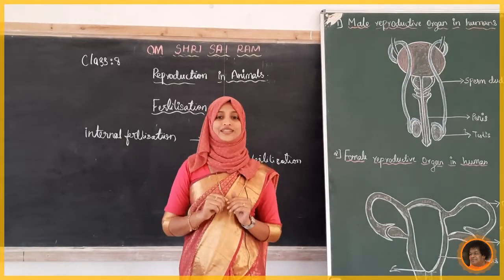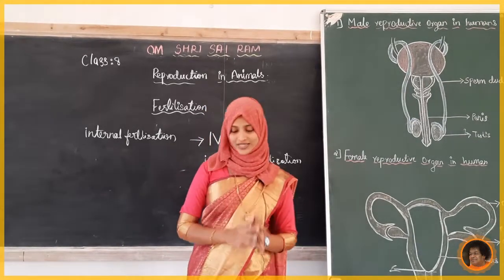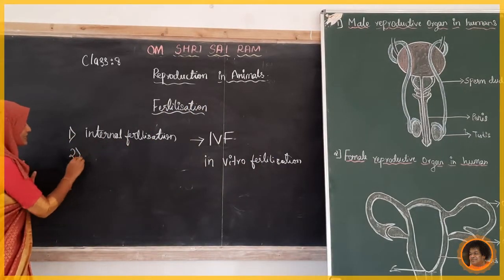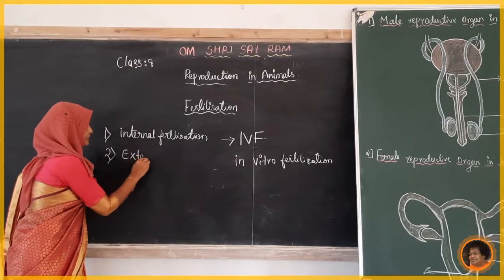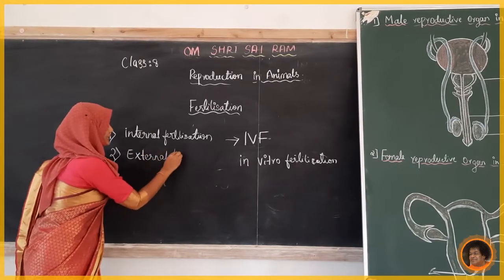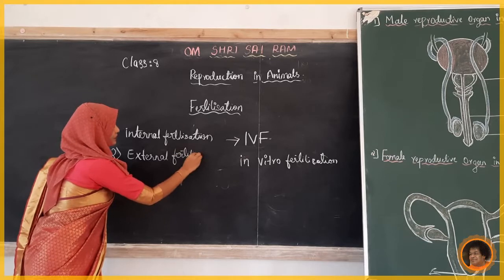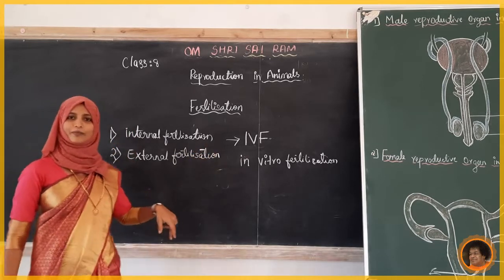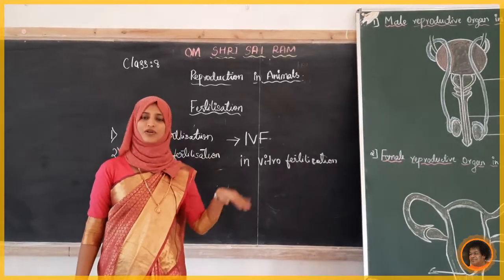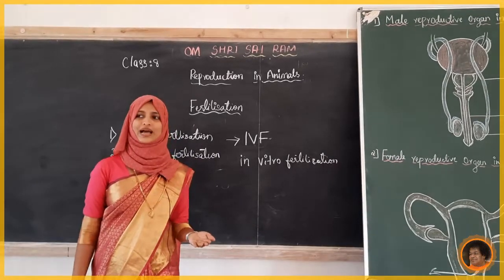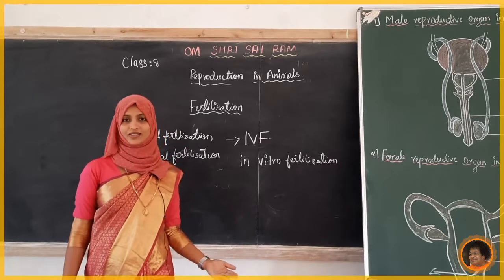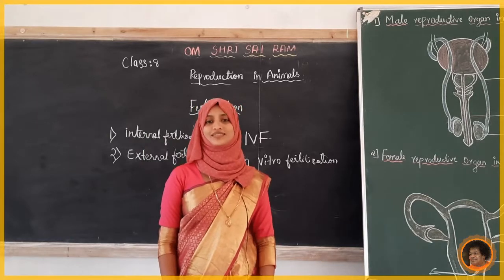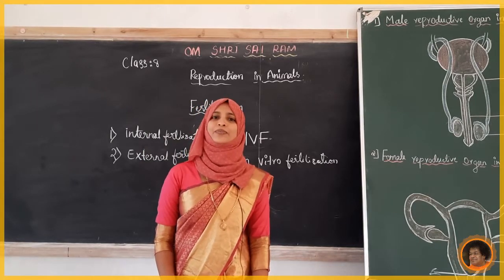One more type is there, students, that is external fertilization. That is the second type of fertilization. What does it mean? Internal means inside the body of the female, and external means outside the body. The fertilization takes place outside the body. Now we will see how this takes place. Do you know any example for this?